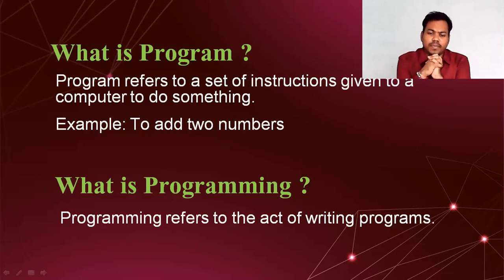That is a program. For example, to add two numbers, we will give the first number, then the second number, then it will add these two numbers and give us the output, like a calculator. It is also a program, right? And what is programming? Programming refers to the act of writing a program. We are writing a program, so that process is known as programming. And who is writing the program? The programmer, right?